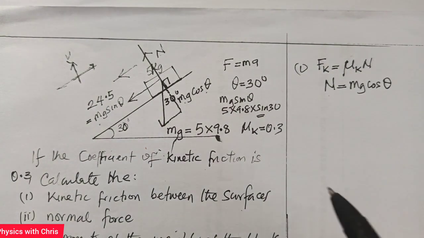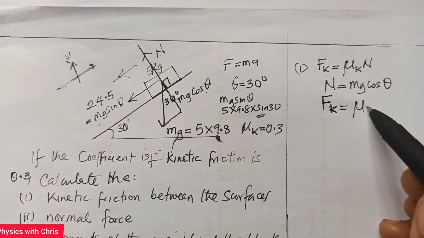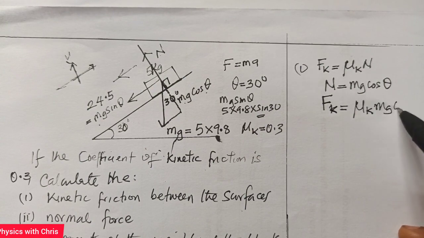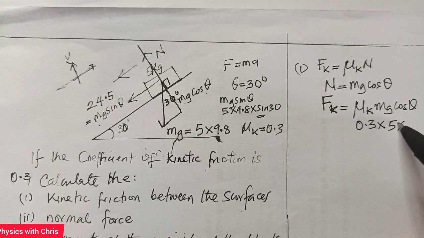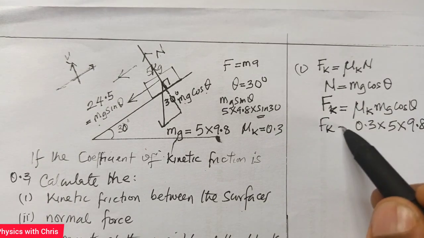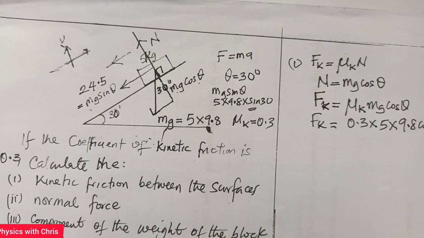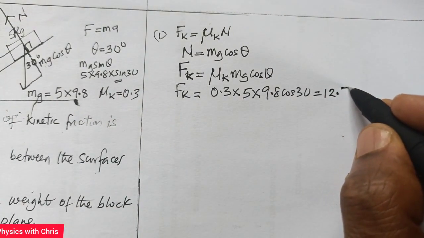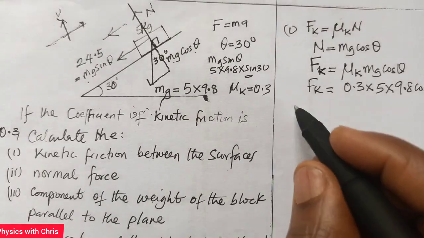I know that angle theta has been given. The kinetic frictional force here becomes the coefficient of kinetic friction multiplied by mg cos theta. That gives me 0.3 times 5 times 9.8 cos 30 degrees. So that's my kinetic frictional force. I multiply that quickly. That gives me 12.7 Newton, to the nearest one.